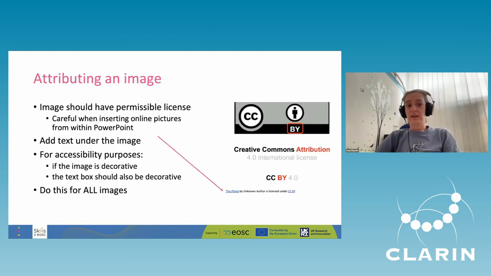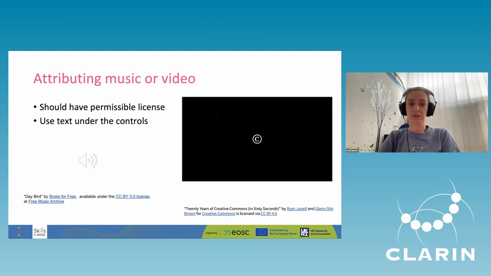When you are attributing an image, of course, it has to be available under a permissible license. The text should be under the image. So you see here where the arrow points, this is the attribution to the image that you see before. And you have to have attribution for all of the images that you are reusing in your presentation, your learning content, in whatever it is. The same goes for music and for video. So under the multimedia content, you provide the attribution with small letters using the TASL model or the way that the author preferred if it's available.